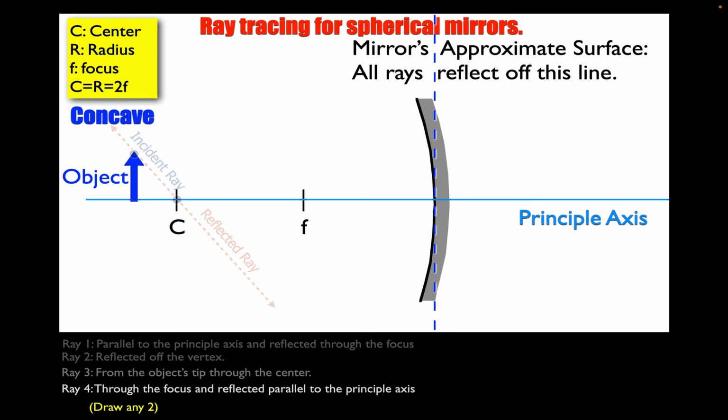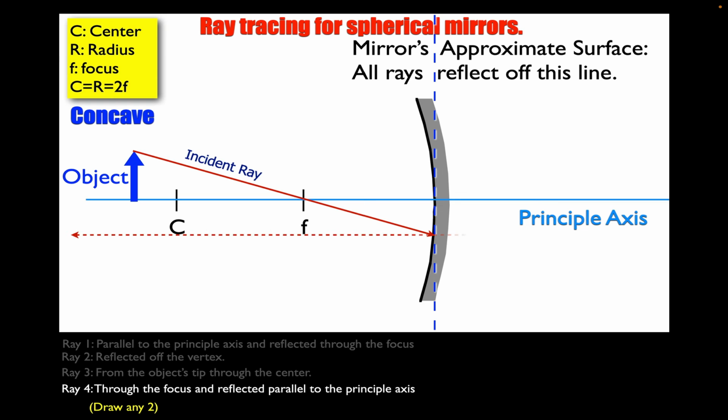Last ray, through the focus and reflected parallel to the principal axis. So this is the reverse of the first ray, which was parallel to the principal axis, then the focus. This is the focus, and then parallel. So I'll start with the tip of the object, going through the focus until it touches the approximation line. And right there where it touches the approximation line, that's where I'll draw a line that's parallel and reflected. That's going to be my reflected ray.